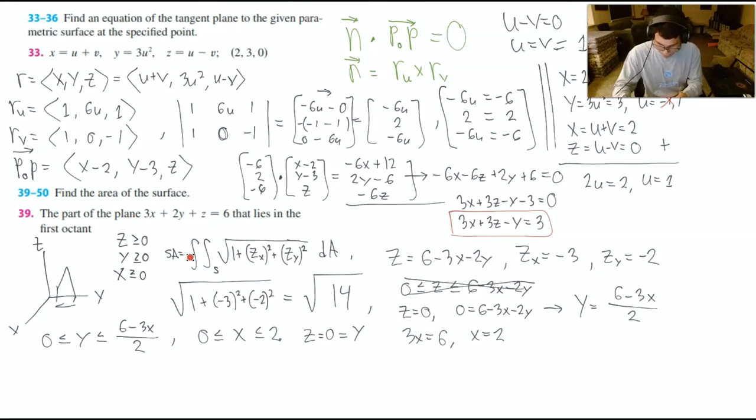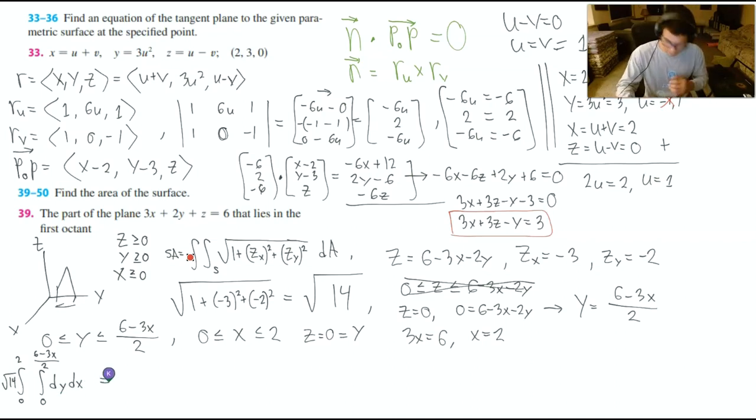So now we have this double integral, finite value, x from 2 to 0, and we have 6 minus 3x. I gotta make more space. 2 to 0. y from 6 minus 3x over 2 to 0. And then I'm going to pull out the square root 14 because it's just a constant. And then we got dy dx. So that's the surface area.